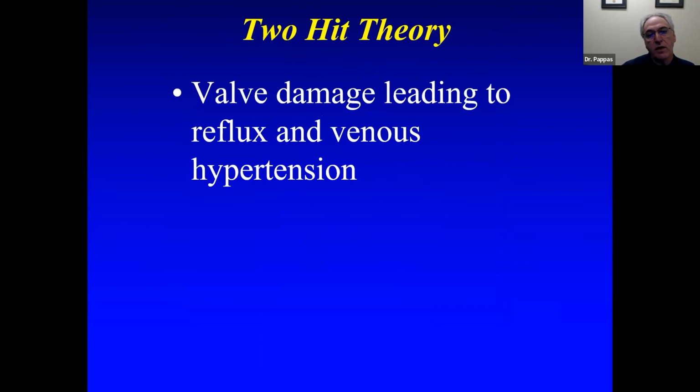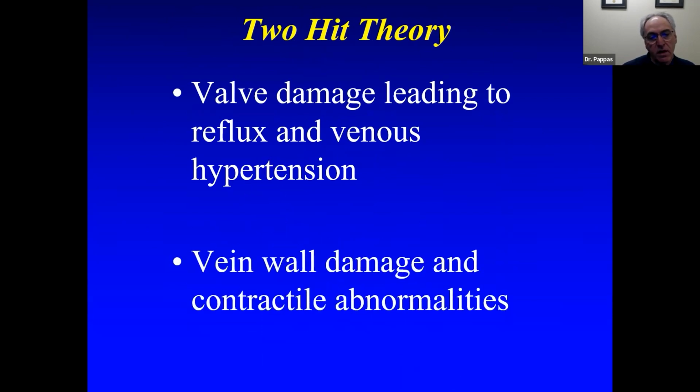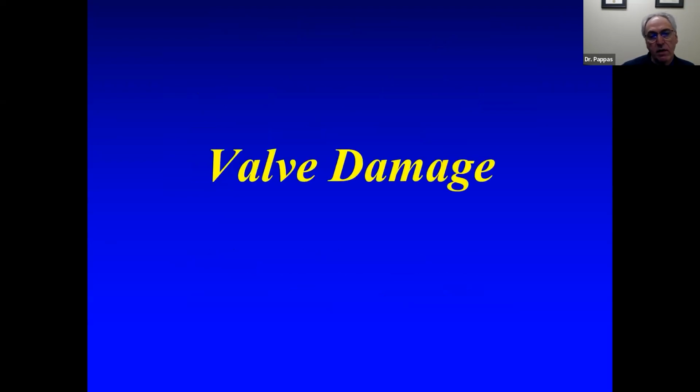The first part of it is thought that there is valve damage leading to reflux and venous hypertension, and that there's also vein wall damage and contractile abnormalities. Now, which comes first is unknown, but the two definitely have to go hand in hand in order for our patients to develop varicose veins. So let's look at valve damage for a second.